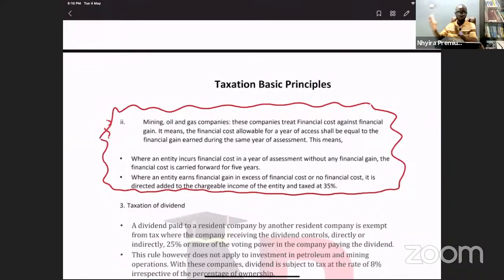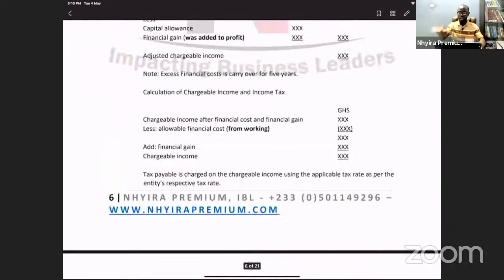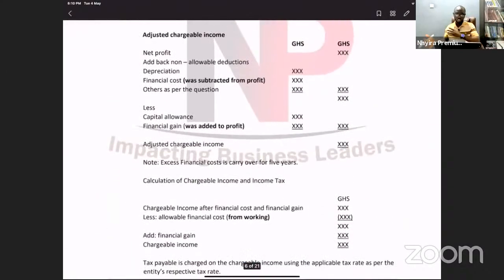And for level 3 students, when it comes to treatment of financial cost and financial gain for mining and oil exploration companies, you know the treatment is going to be different from traditional companies, which is the level 2 students, where we do the adjustment, 50% of the adjusted chargeable income, those things. So you want to make sure that you understand all these principles very, very well in that case. And that is it.